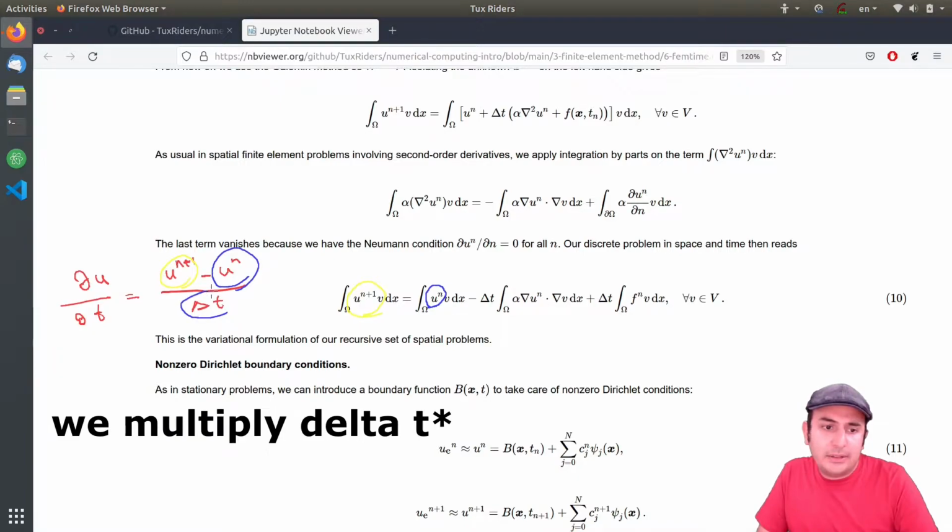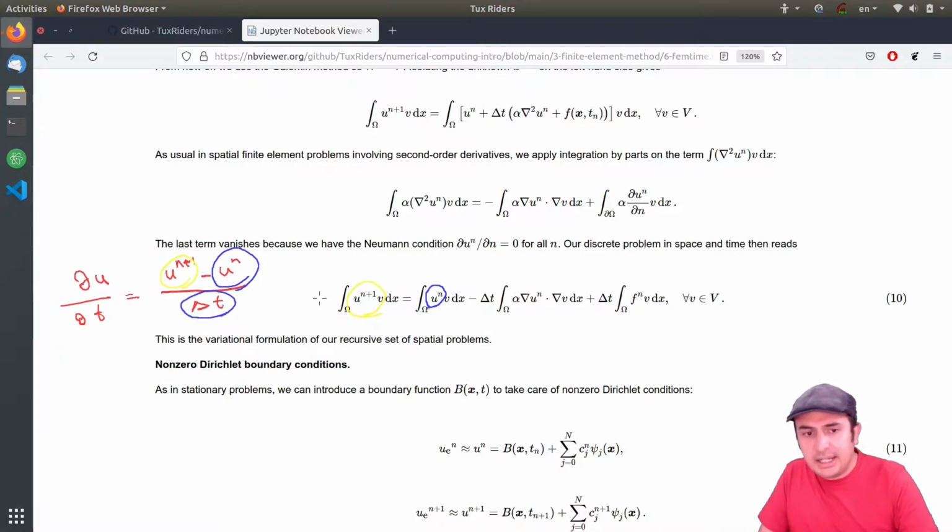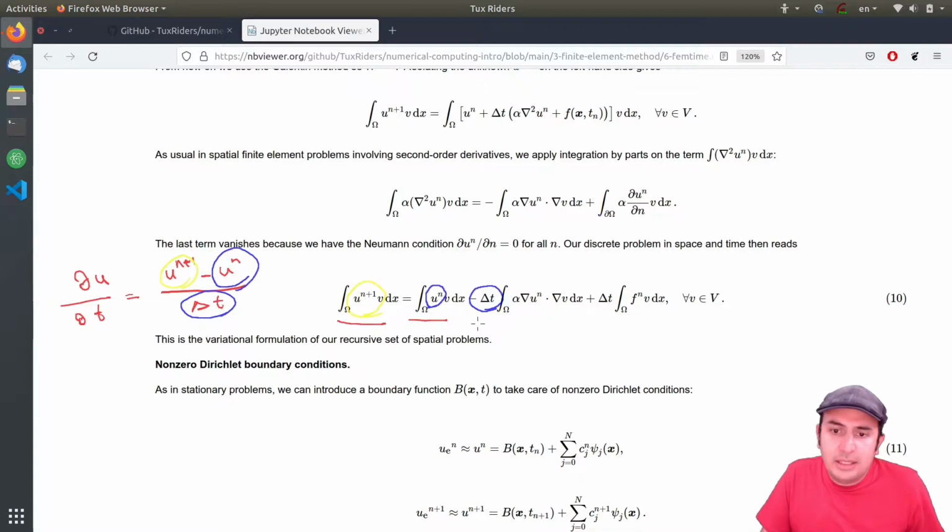And then we divide by delta t to the right-hand side of the equation, so that's why it appears here. As you can see, this is something that we don't know, and these are all the things that we know. You can see that delta t also appears here, because we have actually multiplied delta t to all the terms that we had already.